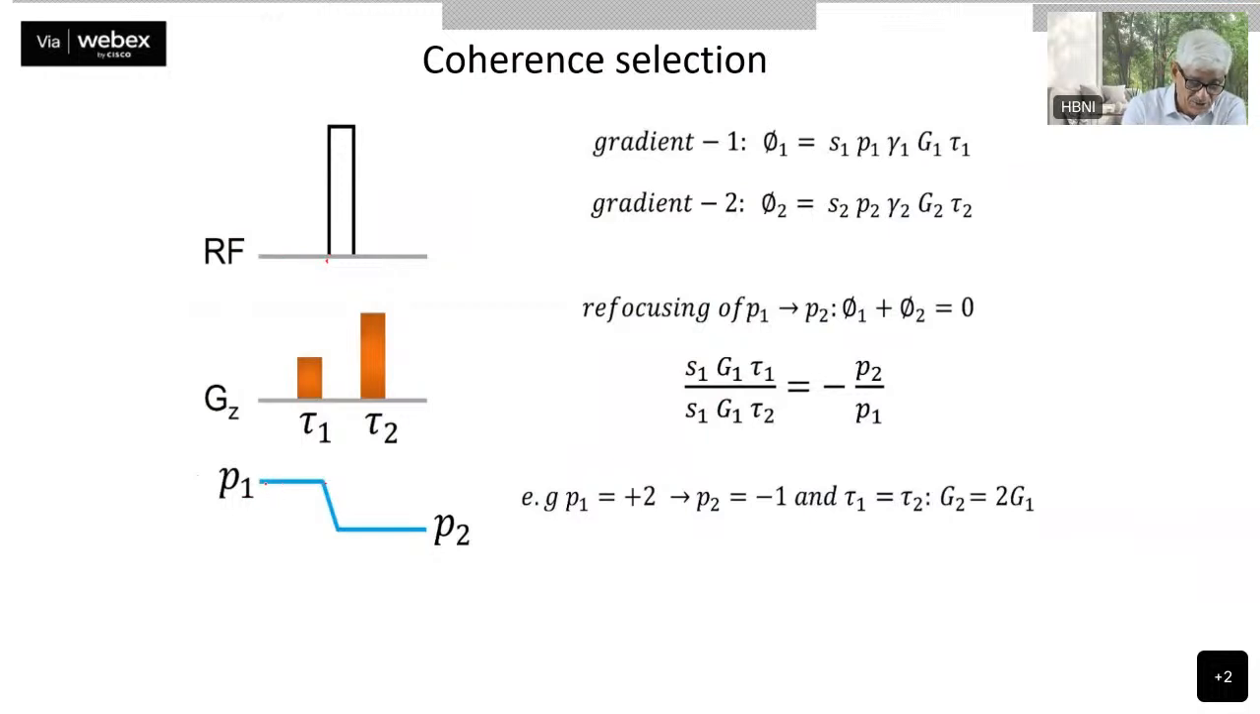From here to here, the coherence is of the order of P1. During that time, of course, it has got dephased because of the tau1 gradient strength. And what is the phase that is acquired by that? The phase acquired by that is given here. S1 is some instrumentation constant. Forget about this. P1, gamma 1, G1, tau1. This is the phase acquired by this particular coherence during this gradient. Okay. This is the width of the total phase.